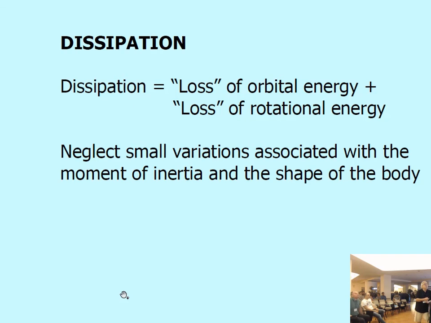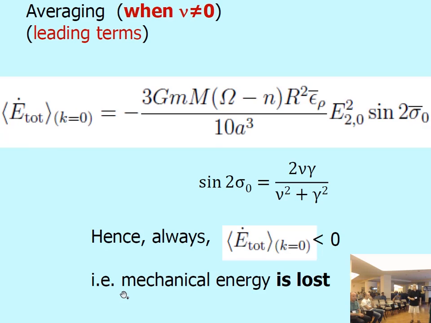And so, dissipation is given by the loss of orbital energy and the loss of rotational energy, the sum of both. I neglect small variations associated with the moment of inertia and the shape of the body. They exist, but they are at least one order of magnitude, or even more, smaller than those ones. So, let us do it analytically before.